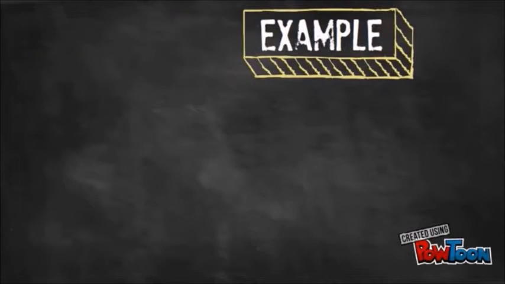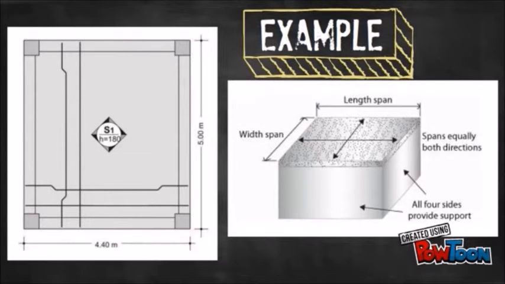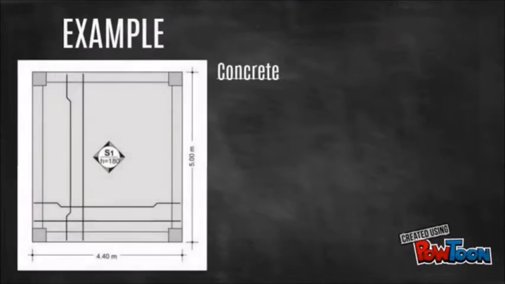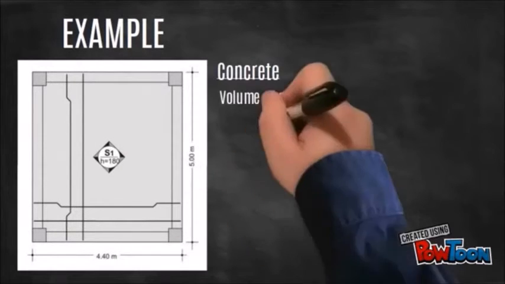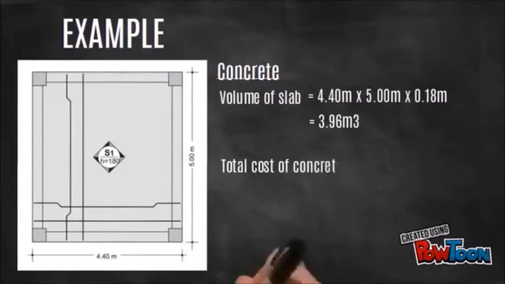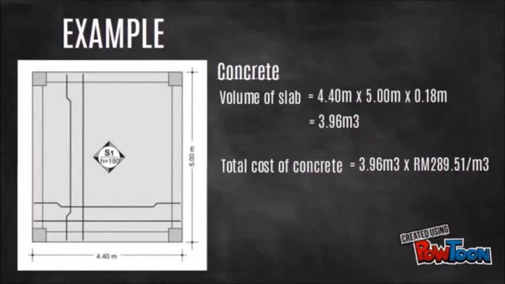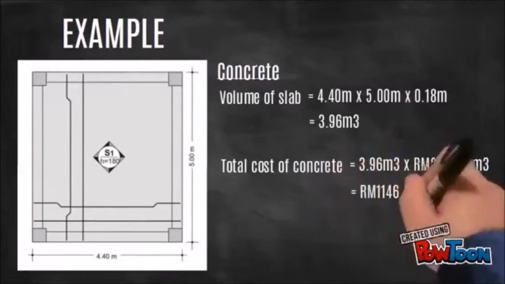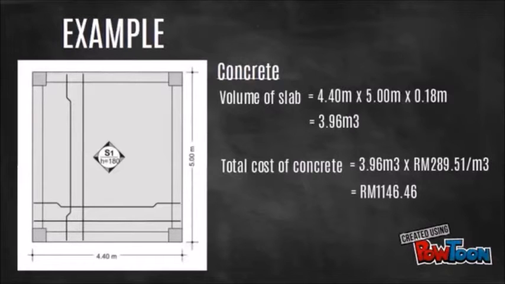Now we find the total cost of the concrete work of the example by using the build up rate we done just now. The dimension of the slab is 4.4 meter length times 5 meter width times 0.18 meter height, so the volume of the slab is 3.96 meter cube. Total cost of the concrete is 3.96 meter cube times RM 289.51 per meter cube. We get 1,146 ringgit and 46 cents.